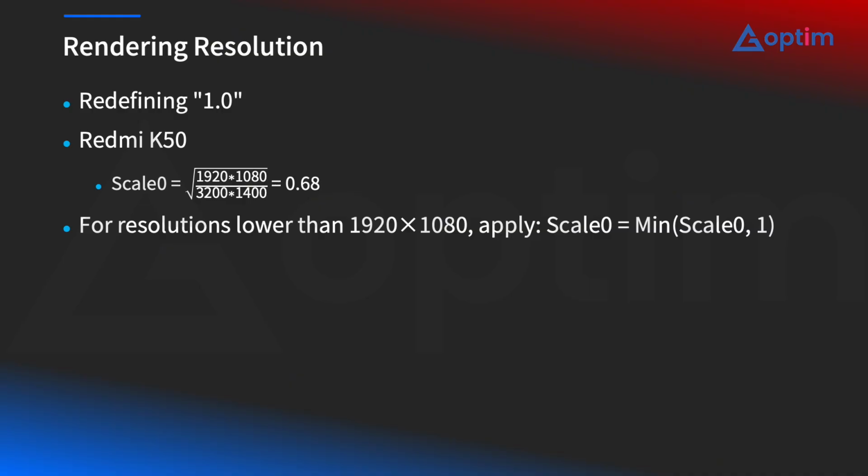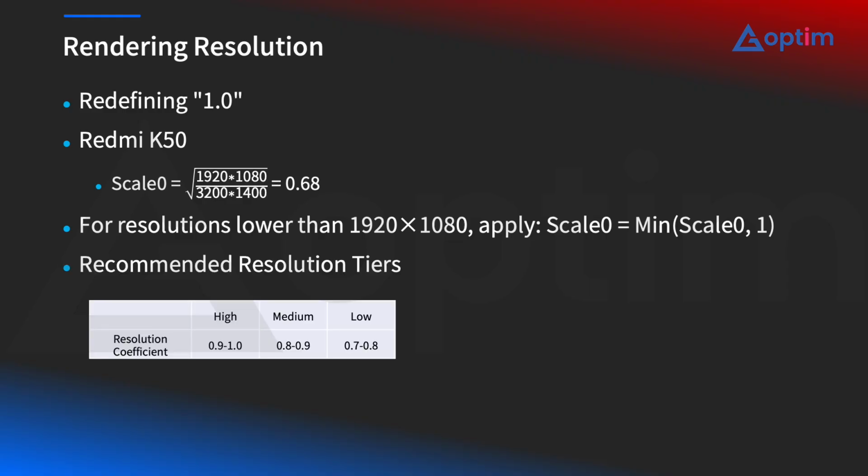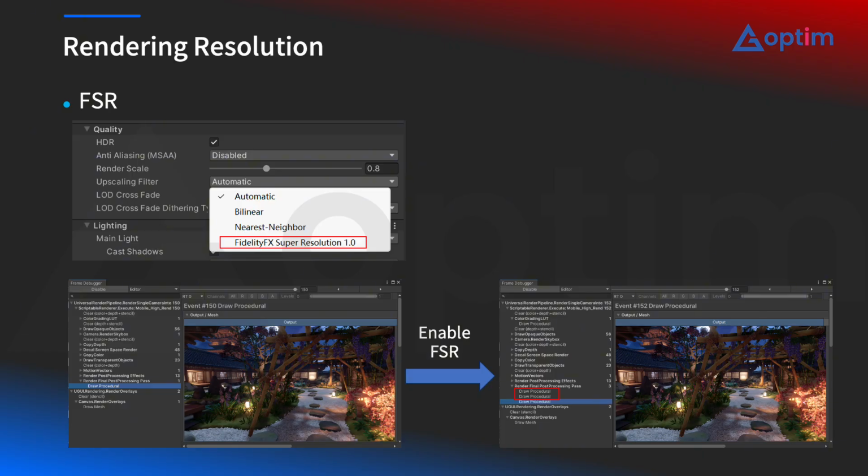Once this new definition of 1.0 is established, we can move on to quality tiers. Typically, high quality is 0.9 to 1.0 of the baseline, medium quality is 0.8 to 0.9, low quality is 0.7 to 0.8. This is a general empirical range. In addition, starting from Unity 2022, URP has integrated FSR, FidelityFX Super Resolution. Its core idea is to render at a lower resolution and then perform high-quality upscaling, reducing cost while preserving visual quality as much as possible. This feature can be enabled directly in the player settings of Unity 2022.